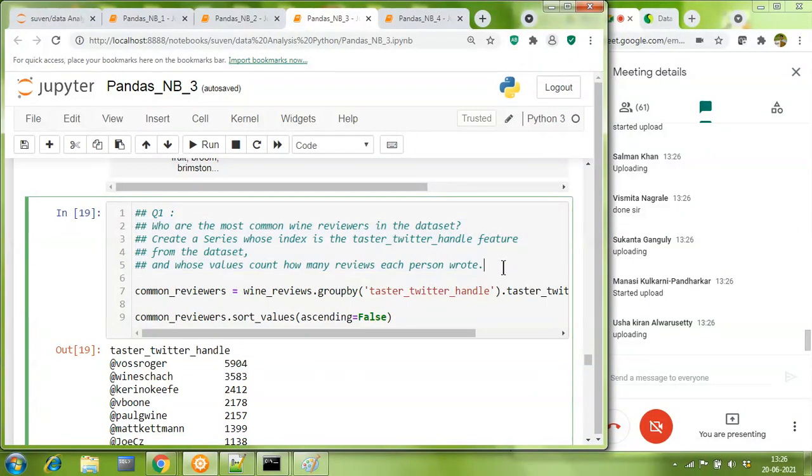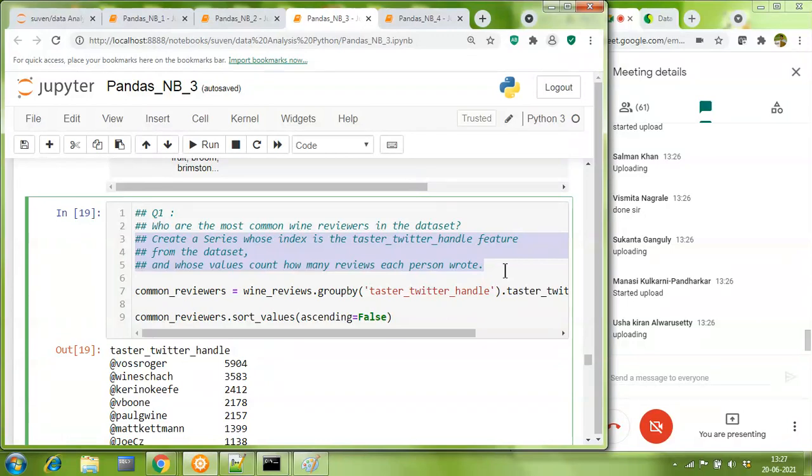Usha Kiran, over to you. Yes, sir. Who are the most common wine reviewers in the dataset? Create a series whose index is the taster Twitter handle feature from the dataset and whose values count how many reviews each person wrote. Like forgetting all these technical words, Usha Kiran, what do you feel you are able to get out of it? What do you think has to be done in this?